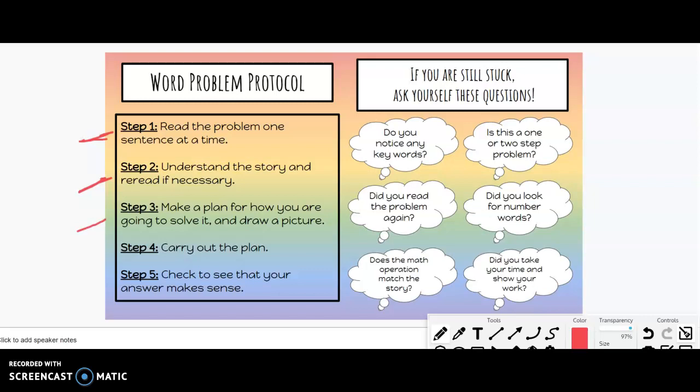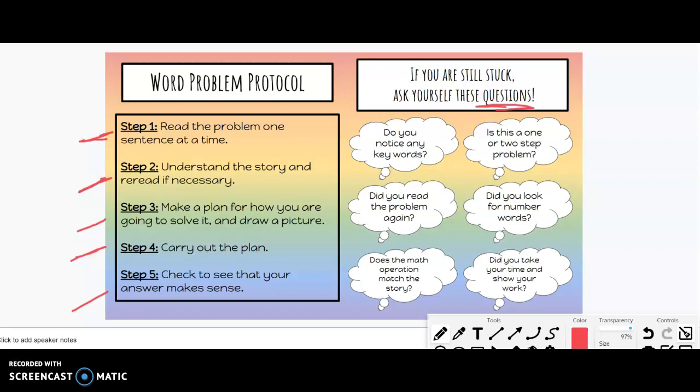Make a plan for how you're going to solve it. Draw some sort of picture, some sort of representation of what's going on. That will help you understand the story better. The next step is to carry out the plan. So actually do what you are going to do, add, subtract, whatever. I will remind you we're in the adding and subtracting decimals pathway, so these will be adding and subtracting. In other problems, you wouldn't necessarily know that, but for this, you do know that. And then step 5, make sure your answer makes sense. If I'm spending money, I can't have more money than I started with, for example.